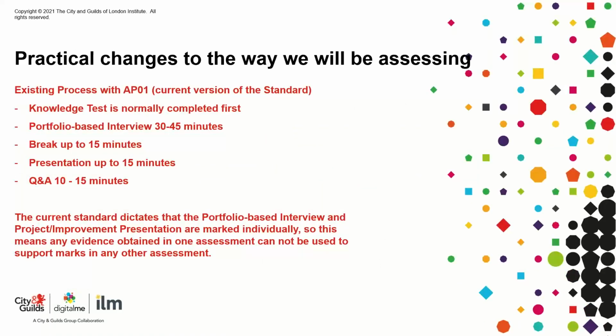So in terms of practicalities, currently the knowledge test is whenever possible completed first, and this will remain the same. So with version 1 of the standard, we normally conduct the portfolio-based interview next, followed by the project improvement presentation and question and answer session. At the moment, both of these assessments are marked entirely separately, and whatever an apprentice tells us in the interview can't be used in the marking of the project presentation, and vice versa.